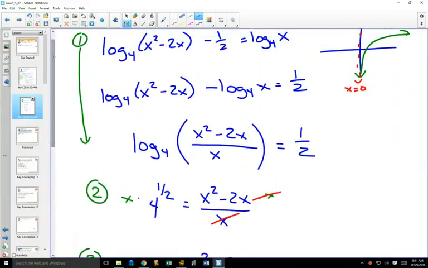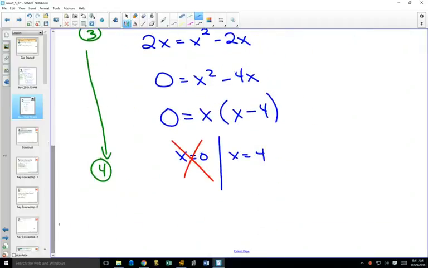But when you plug 4 into the original equation, this becomes 8, this becomes 4. Both of those are positive numbers, and so 4 is a solution.